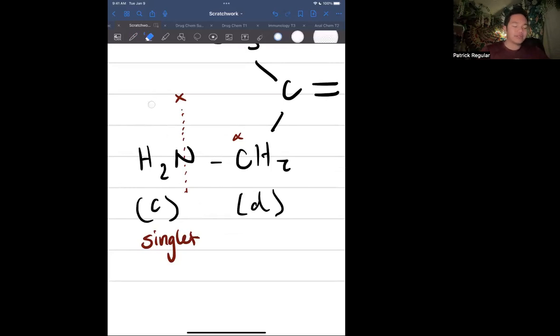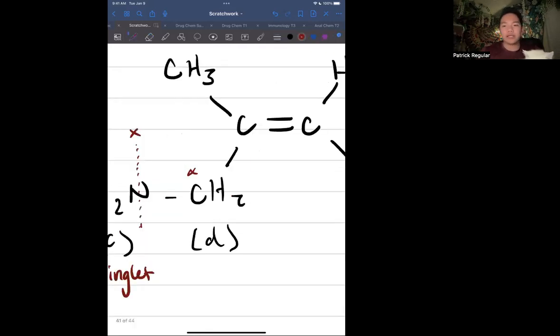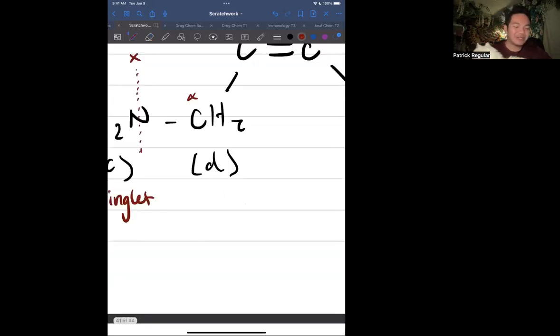All right, now let's look over here. This is the only other adjacent carbon. Does it have any hydrogens? No. So there's a total of 0 adjacent hydrogens. All right, so 0 being n, following our n+1 rule, equals 1. It's going to be a singlet.